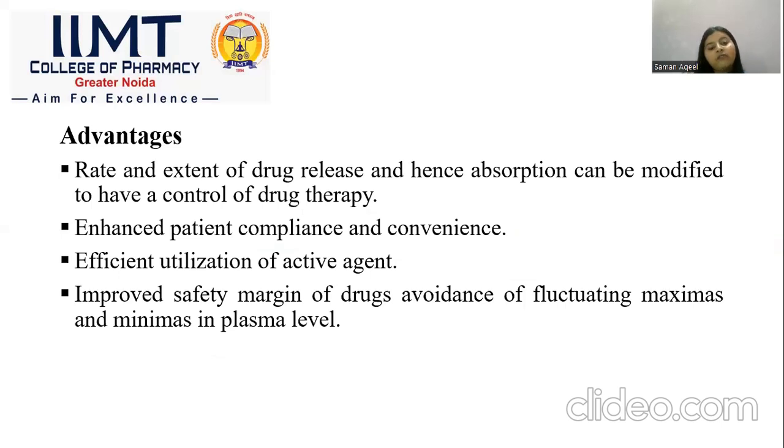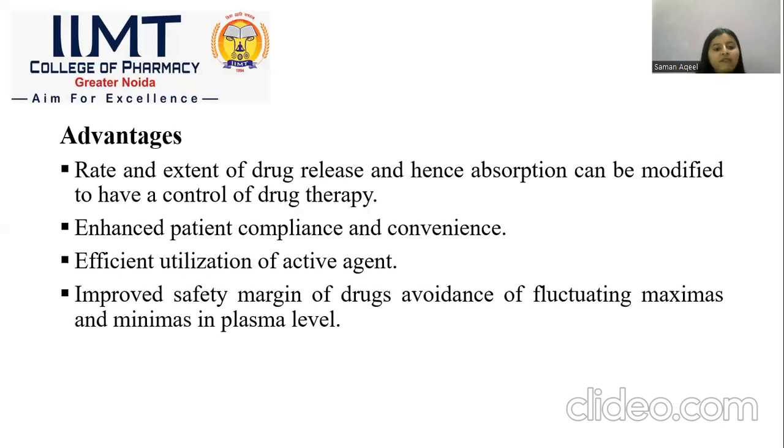In the case of the conventional drug delivery system, patient compliance was not there, because there was a high frequency of dosing. The patient had to take a number of dosage forms repeatedly, but here it is reduced, so the patient compliance has been enhanced.